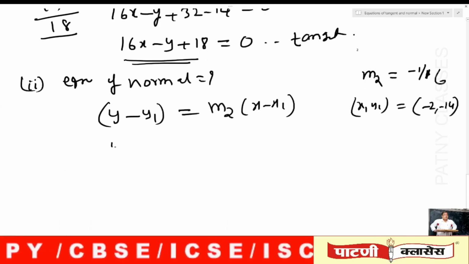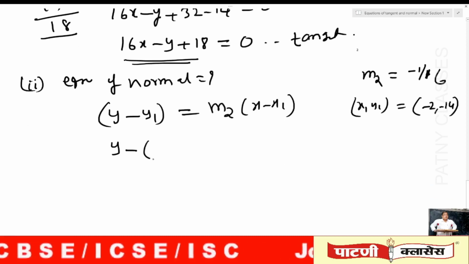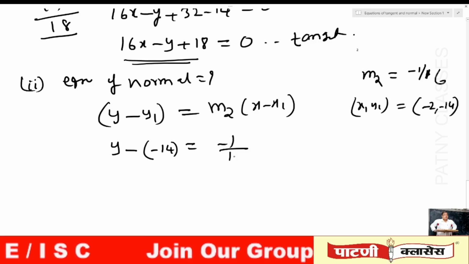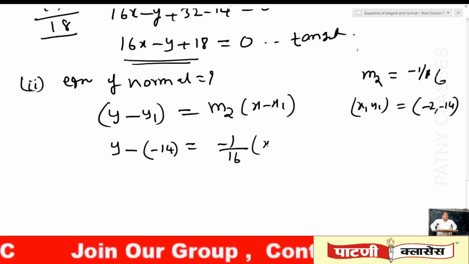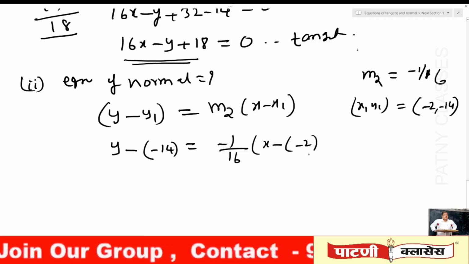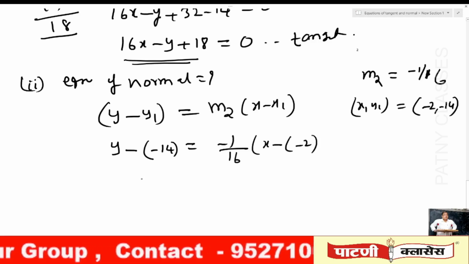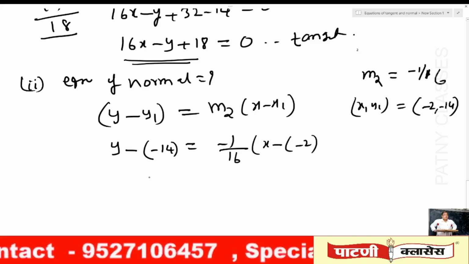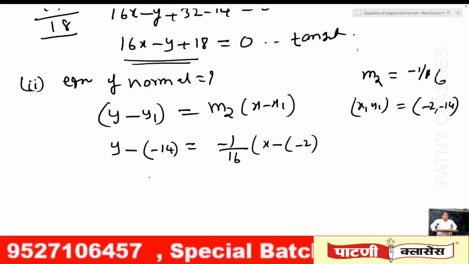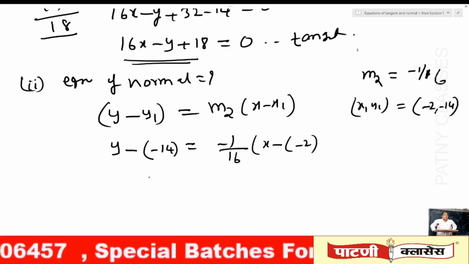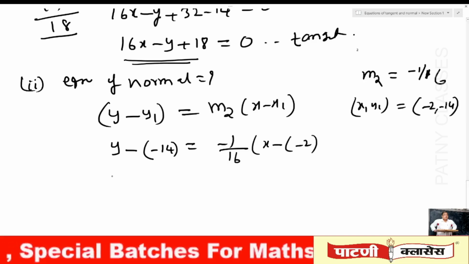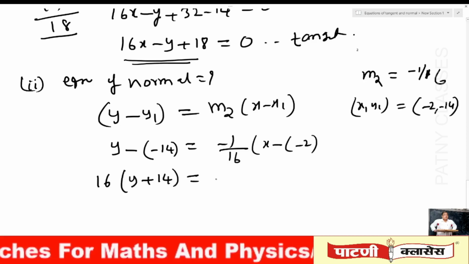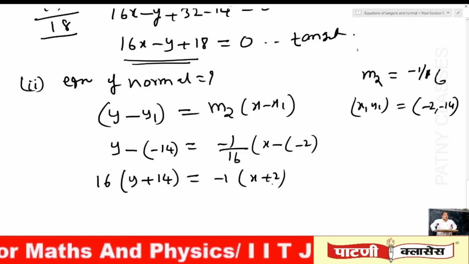So we put the values here: y minus y1, and that is minus 14. The m2 value is minus 1 upon 16, and x minus x1, it is minus 2. Now, since 16 is in the denominator, what will we do? We will take the 16 to the numerator part. So 16 times y plus 14 equals minus 1 times x plus 2.